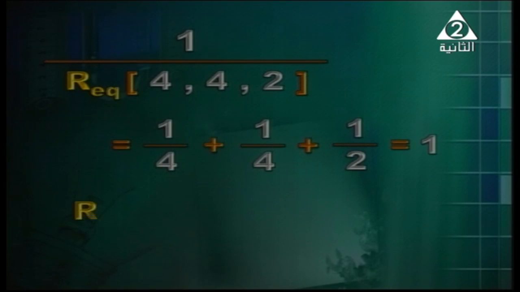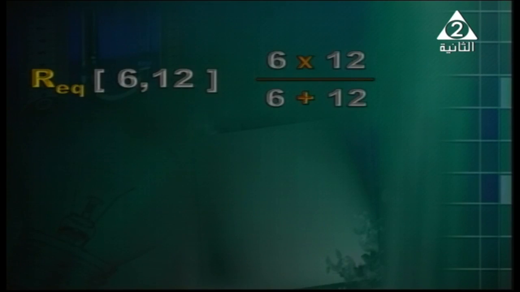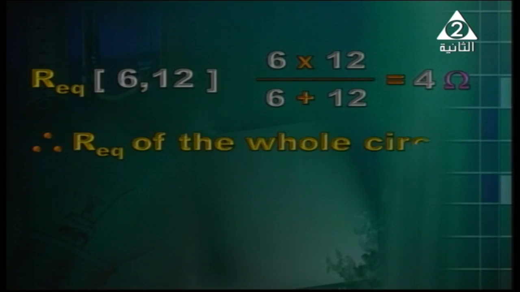First of all, we'll calculate the equivalent resistance of the 3 resistors 4, 4, and 2. 1 over R equivalent equals 1 over 4 plus 1 over 4 plus half. It is 1. So R equivalent is equal to 1. And R equivalent of the second parallel is product over the sum, it is 4 ohm. R total of the whole circuit equals 1 plus 4, it is 6 ohm.